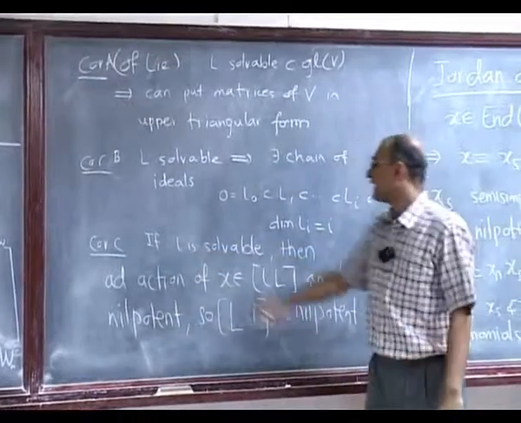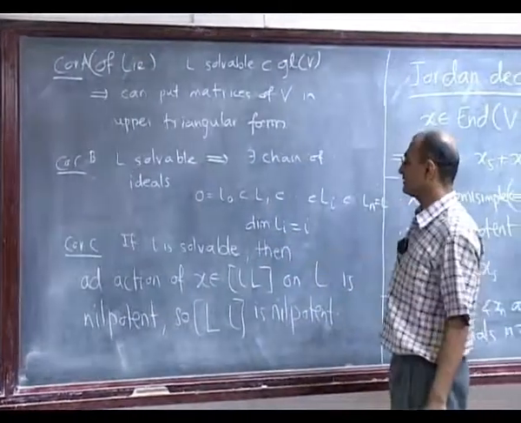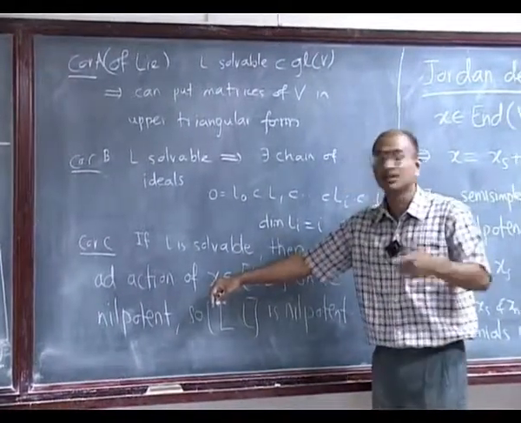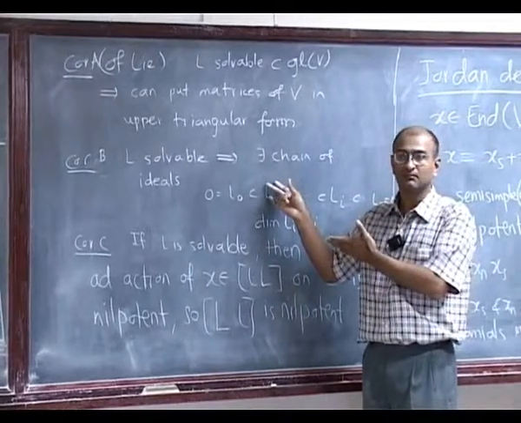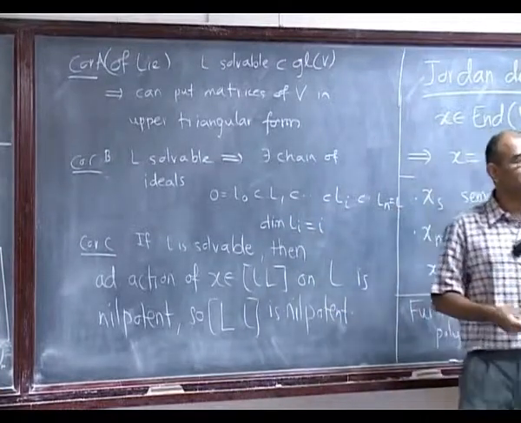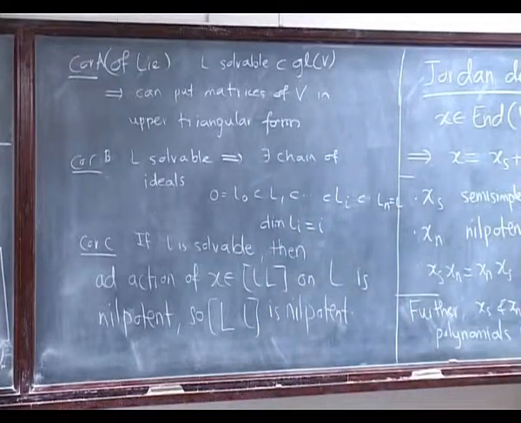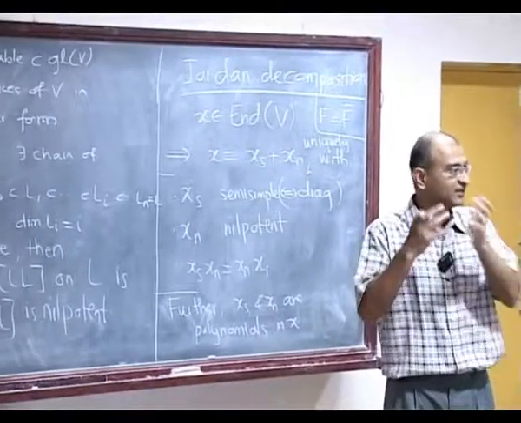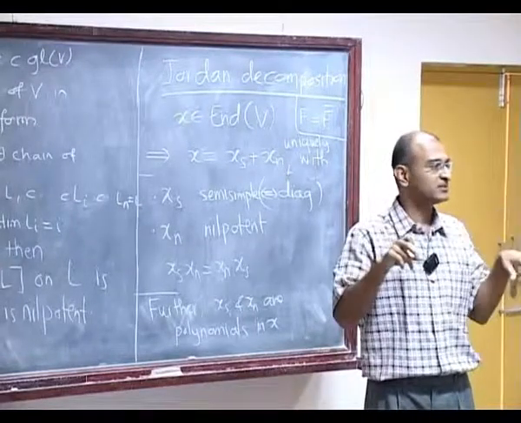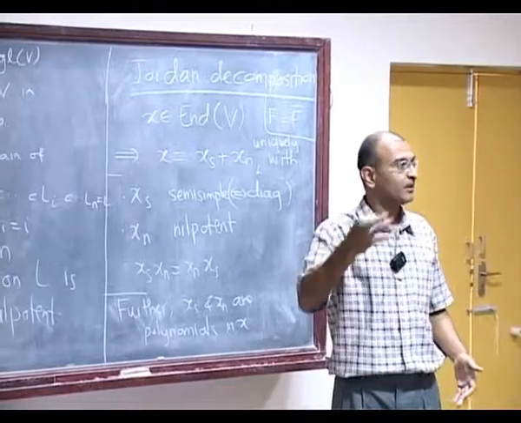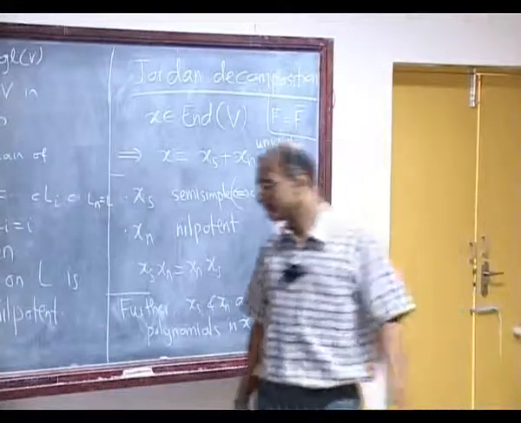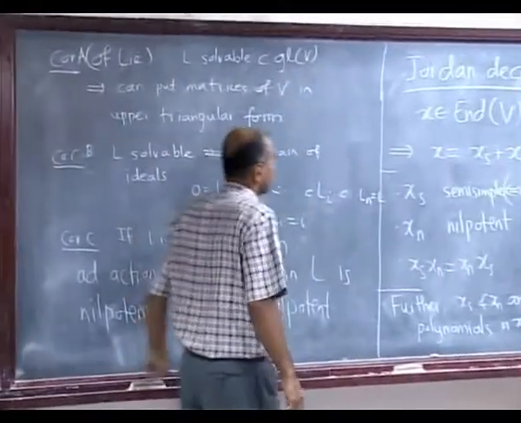So if L is solvable, then the ad action of X is nilpotent. Why is that? Because the ad action of L on itself is upper triangular. If you write L itself with respect to this ad action and then make it upper triangular, then all matrices of L acting on L are upper triangular matrices. So when you take the bracket of two such matrices, by the same calculation, it will become strictly upper triangular, and so the action will be nilpotent. So there is nothing much to this.